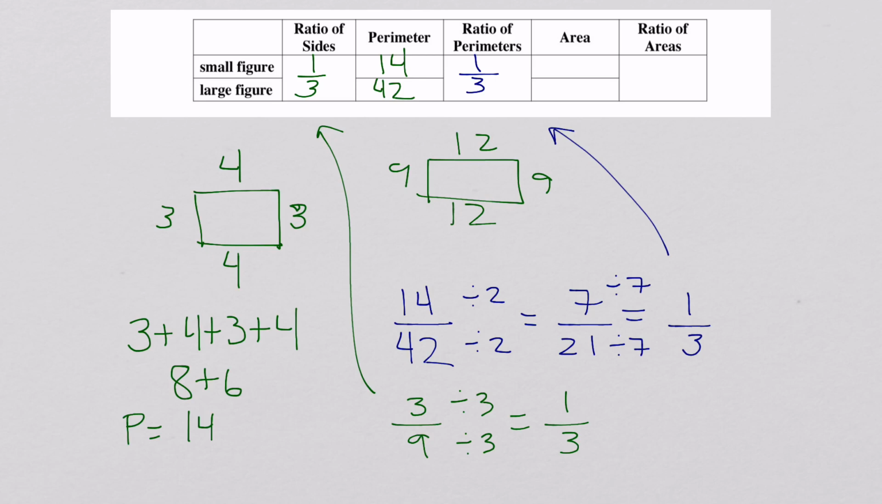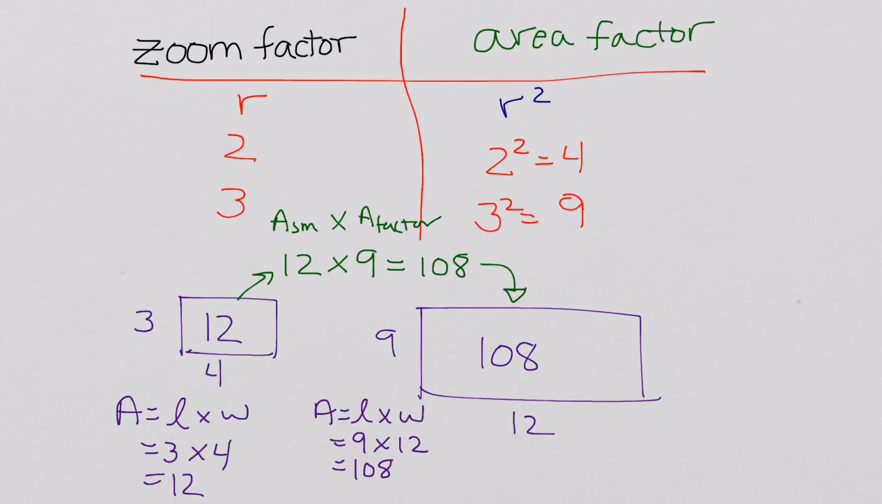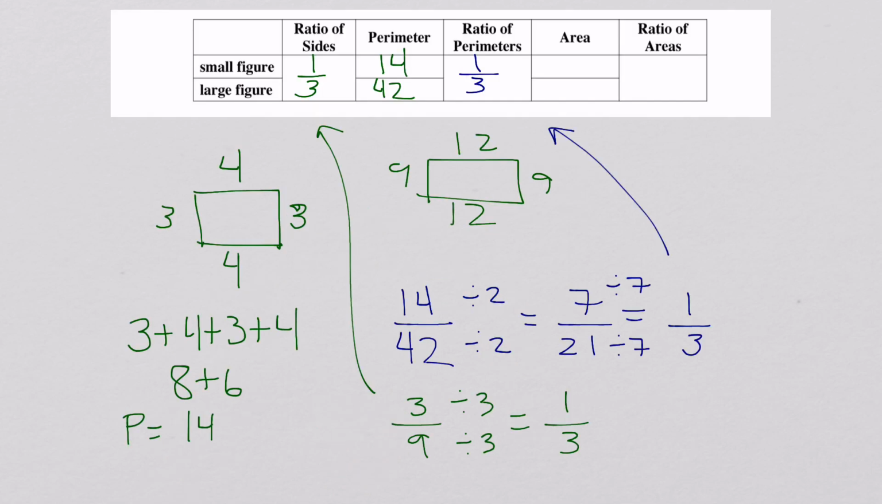Earlier, we calculated the area. So if you remember, we calculated the area of each of these. We got 12 for the small figure and 108 for the large figure. Let's add that to our drawing here. We have 12 and 108. Now, again, we're going to calculate a ratio. So let's try that again.